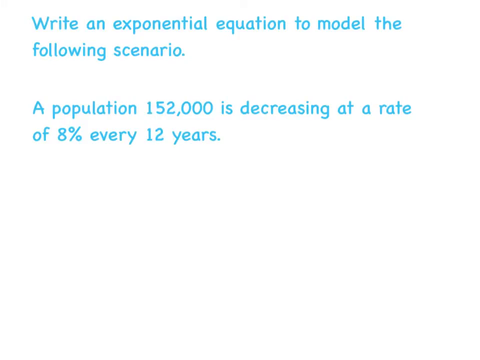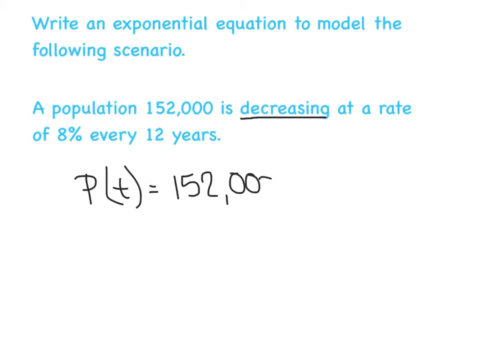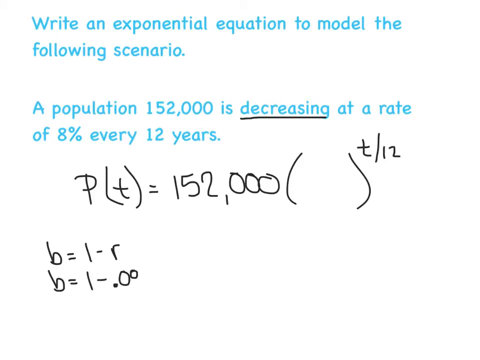Again, very similar to the last example. The only big change is that this population is decreasing. Go ahead and try this one on your own. See if you can come up with the same equation that I come up with. Let's see. My initial population was 152,000, and it's decreasing 8% every 12 years, so I got t divided by 12 as my exponent. Now off to the side, I'm thinking in this case my base is going to be 1 minus r because we're decreasing. So the base is going to be 1 minus 0.08. So remember that decimal sitting right here, we got to move it twice every time. So I had 0.92 as my base, and that's the equation, and that's all I got to do.